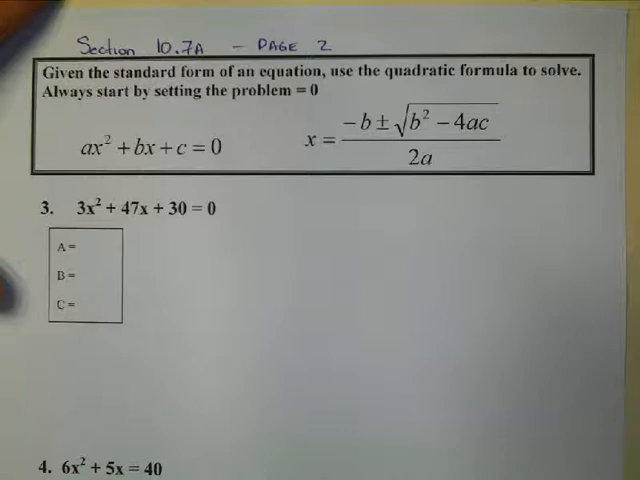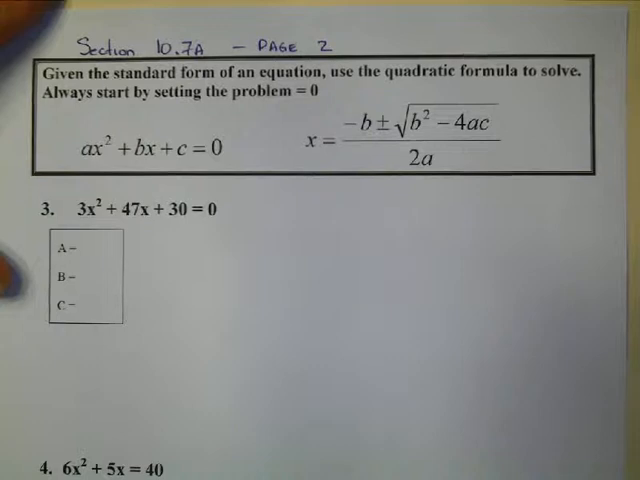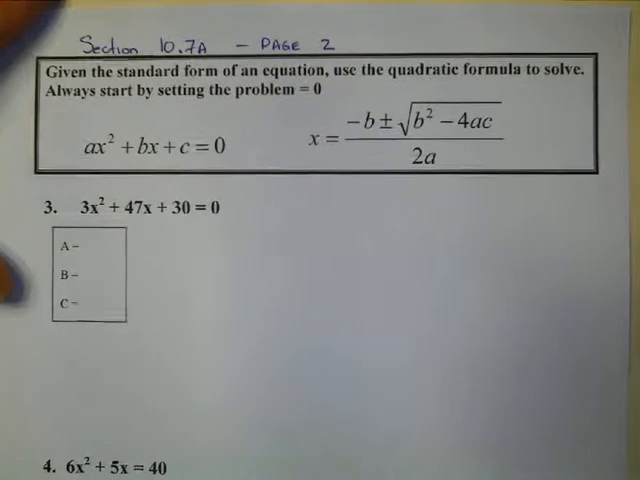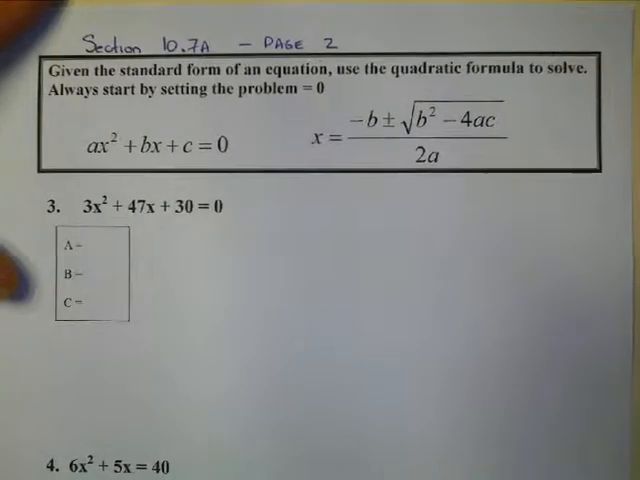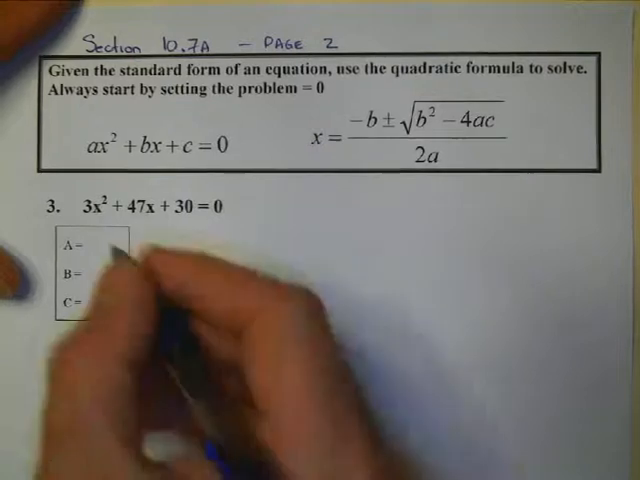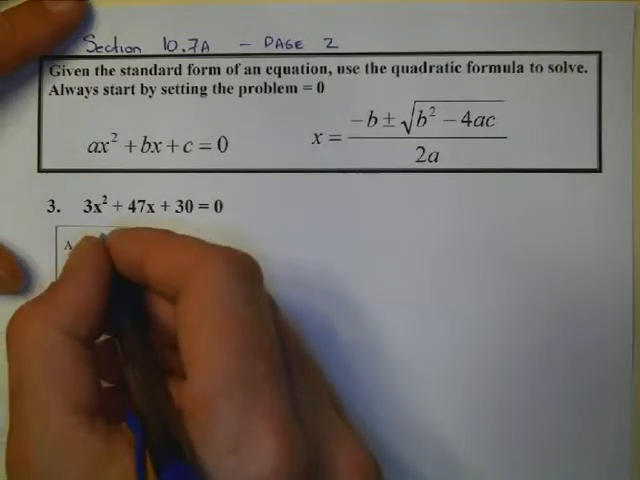This is section 10.7a, solving equations in quadratic problems using the quadratic formula. To start, we have to remember always to have the problem equal to 0, as we do in number 3. So we quickly identify that a equals 3, b equals 47, and c equals 30.